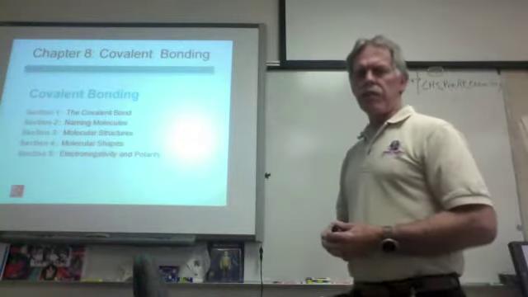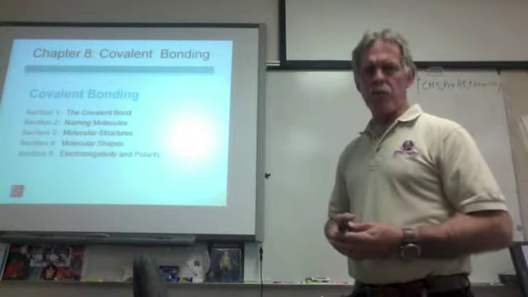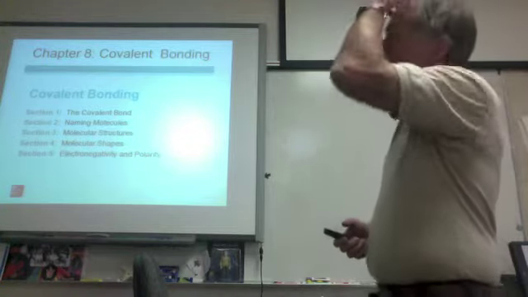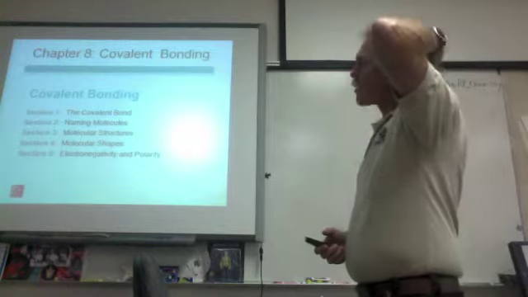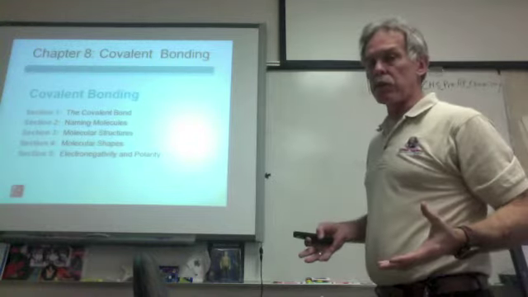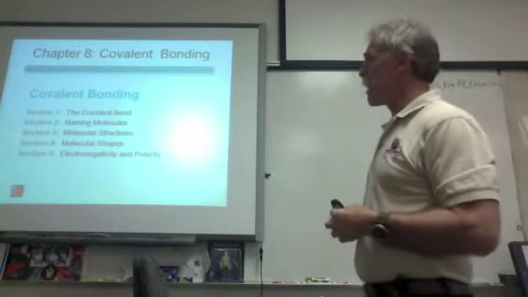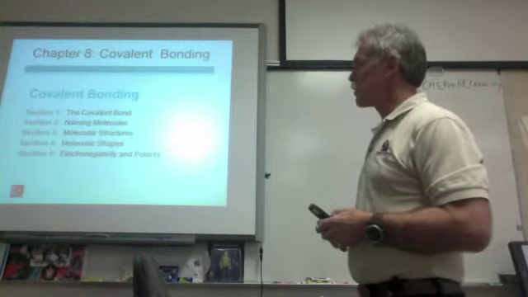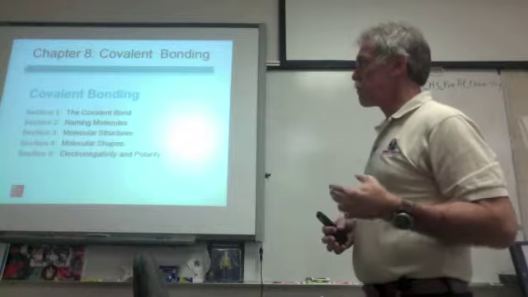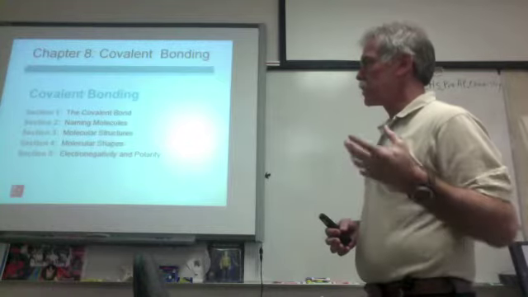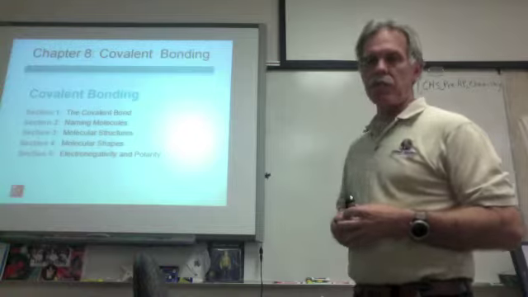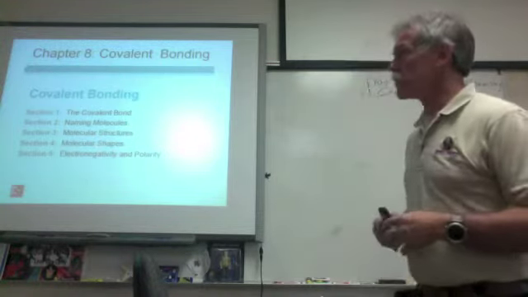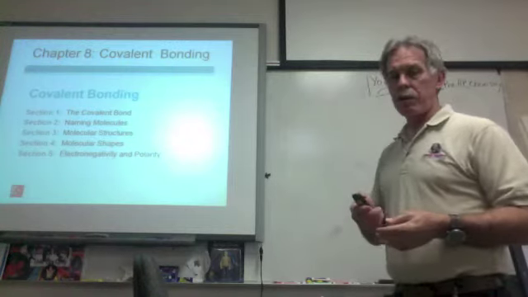This is the video for the first PowerPoint in Chapter 8 in the McGraw-Hill textbook. So the 5 sections, we're going to talk about the covalent bond first. Last chapter, remember, was about ionic bond. We're going to name molecular compounds, molecules, then molecular structures, molecular shapes, and then we'll talk about electronegativity and polarity. Those are the 5 parts. So this first one pretty much going to focus around the covalent bond.